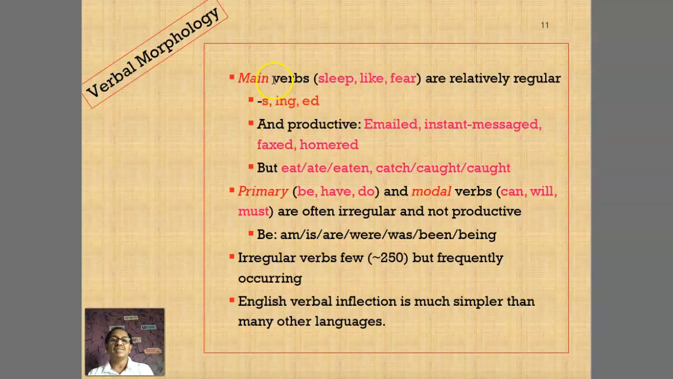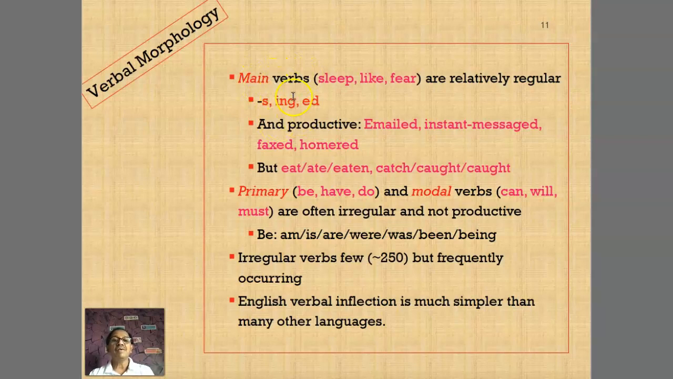And these main verbs are also productive. That means you can add more main verbs. So new verbs are formed like that: emailed, instant messaged, faxed, googled, right? New words. These are all new verbs. New verbs are added because they all belong to main verbs.